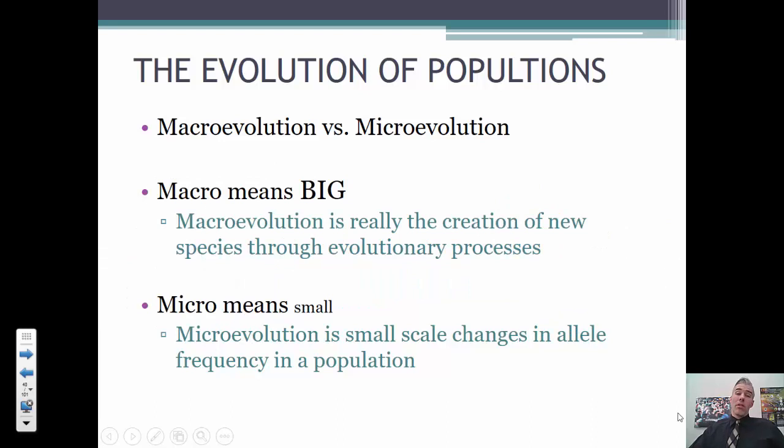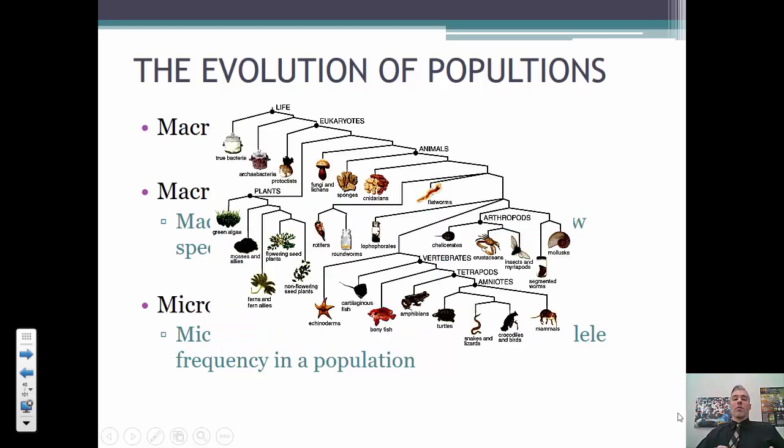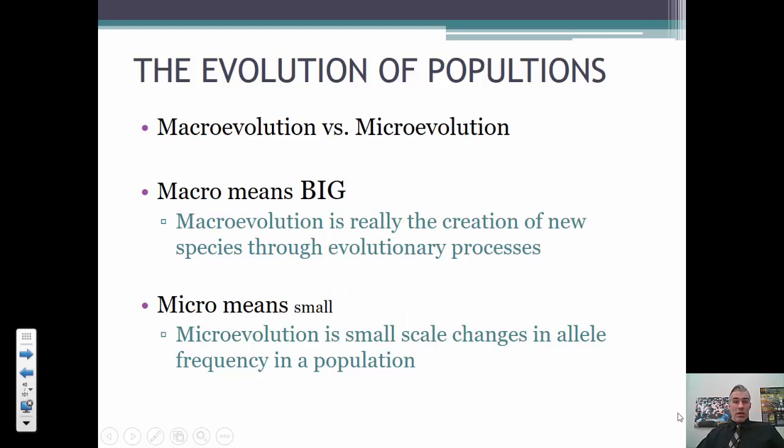Okay, so in order to understand that, we have to understand the difference between what microevolution means versus what macroevolution means. So when you hear the word macro, like in macroeconomics, macro means kind of the big picture. When we're talking about macroevolution, which we're not going to go over in this specific video, that means large changes in species, creating new phyla, whole groups of different species. And that takes millions and millions of years.